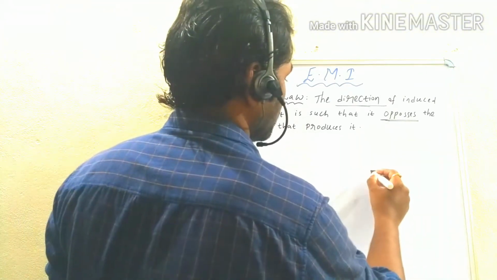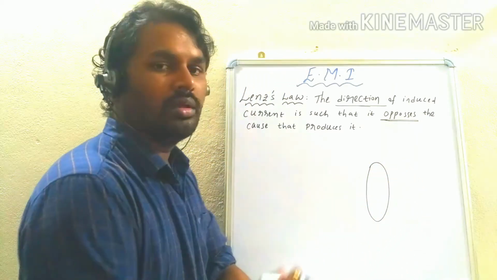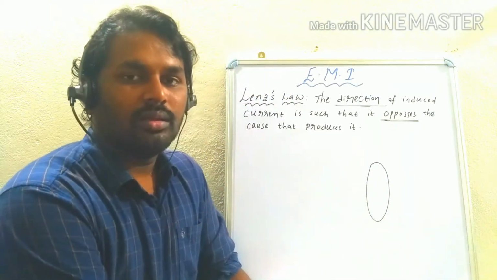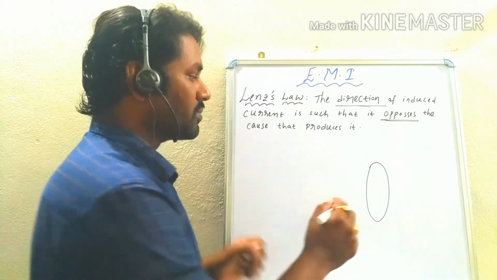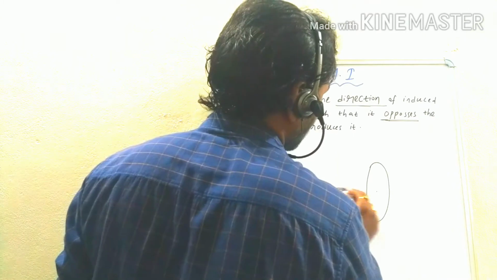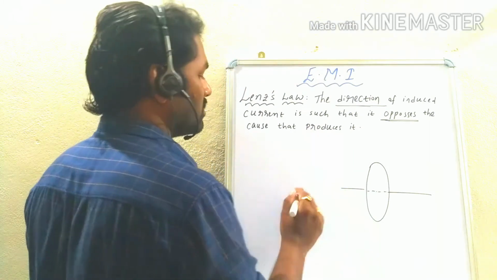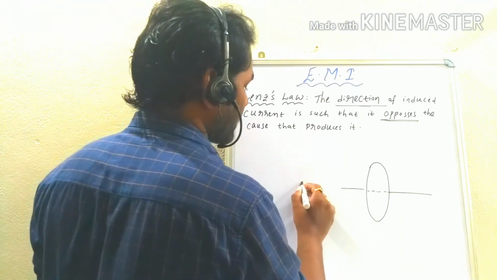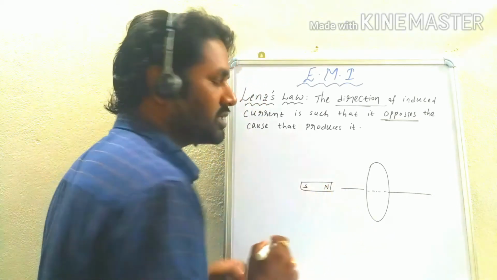Here I am taking a circular coil. As usual, the plane of the coil is perpendicular to the plane of the board. Here is the axial line of the circular coil. On this axial line, consider a bar magnet. Here is the bar magnet.